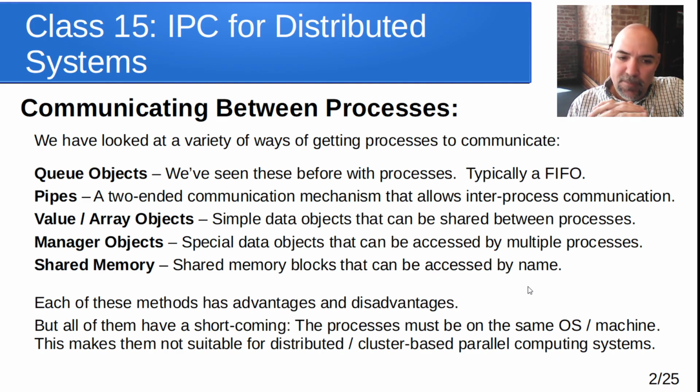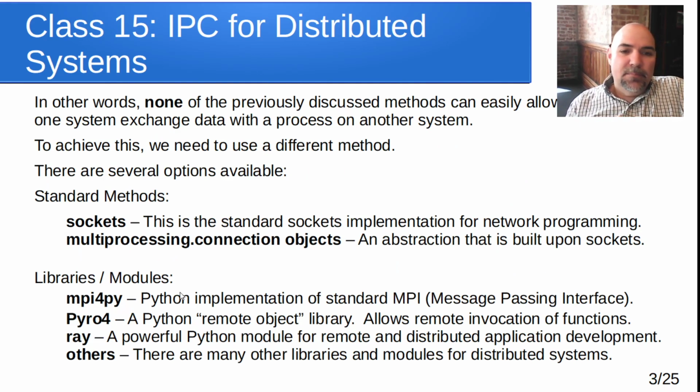But one of the things that they all have in common is this shortcoming that the processes have to be on the same operating system, on the same machine. And that makes all of those objects unsuitable for a distributed computer system or a cluster-based, cloud-based parallel computing system. So for example, if we have a queue, we have a process and another process, they have to be on the same machine. You have a pipe, you have a process and a process, they have to be on the same machine. So what we're going to look at today is getting around that restriction and finding something that does work for that. To achieve that, we're going to need a different method.